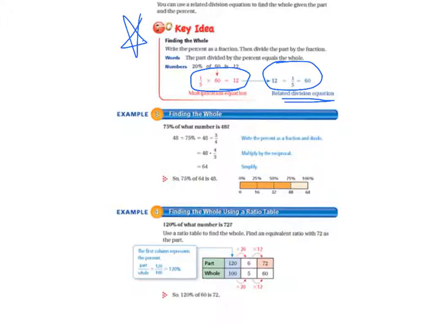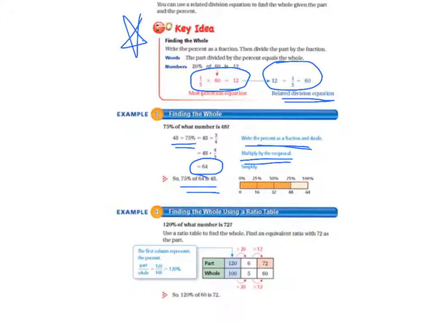And now let's look at example 3, finding the whole. 75% of what number is 48? So 48 divided by 75% equals 48 divided by 3/4. So we wrote the percent as a fraction and we divided. So 48 times 4/3, because we multiplied by the reciprocal, and then we simplify and we get 64. So 75% of 64 is 48.